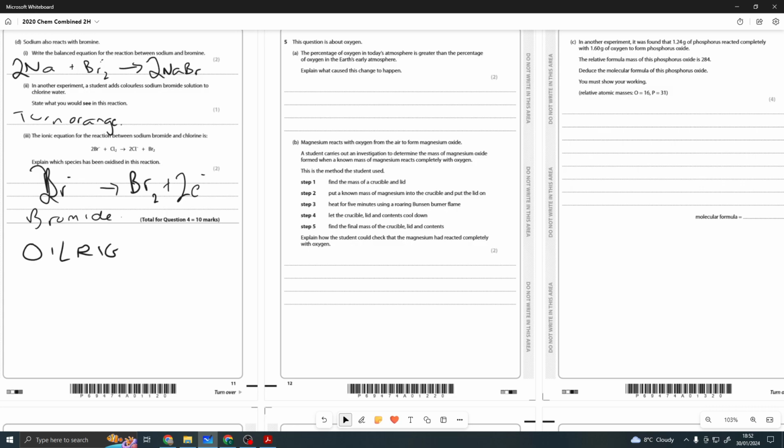Right, this question is about oxygen, it says. The percentage of oxygen in today's atmosphere is greater than the percentage of oxygen in the Earth's early atmosphere. Explain what caused this to happen. Now, what you're going to say here, essentially, let's keep this simple. It's not a biology exam. You're going to say plants produce oxygen by photosynthesis.